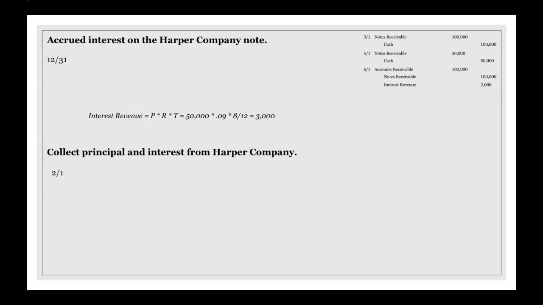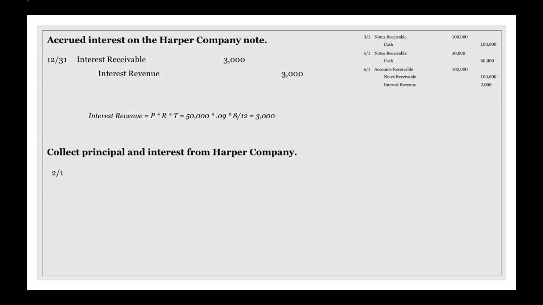So again, it's your principal times rate times time. Our principal was $50,000. Our interest rate was 9% or 0.09. And then we multiply it by 8 over 12. And how did we get that 8? Well, we counted the number of months from May 1st through the end of December. So that's 8 months that have passed there. So when you multiply that out, you find that your interest is $3,000. So we will debit interest receivable, because we will be getting this interest later on. So we debit interest receivable for $3,000, and we credit interest revenue for $3,000.